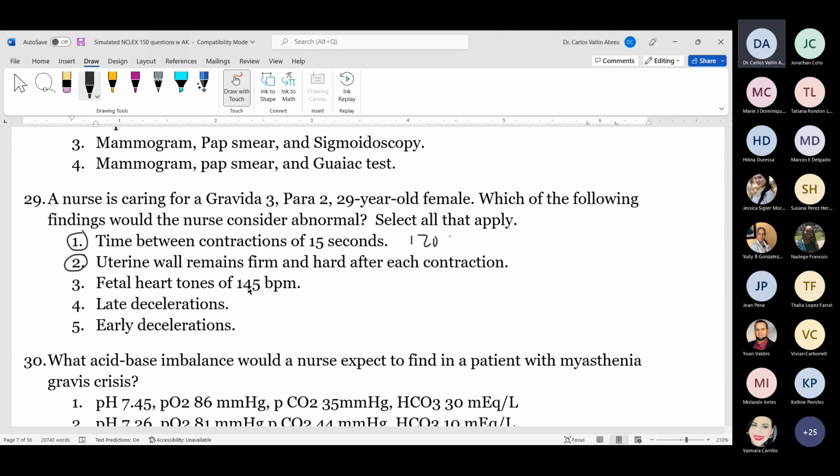Fetal heart tone is 145. That's okay, normal. 120 to 160 with periods of accelerations is okay. Late deceleration is considered abnormal. Early deceleration, that's okay too. Normal. So, an easy one.